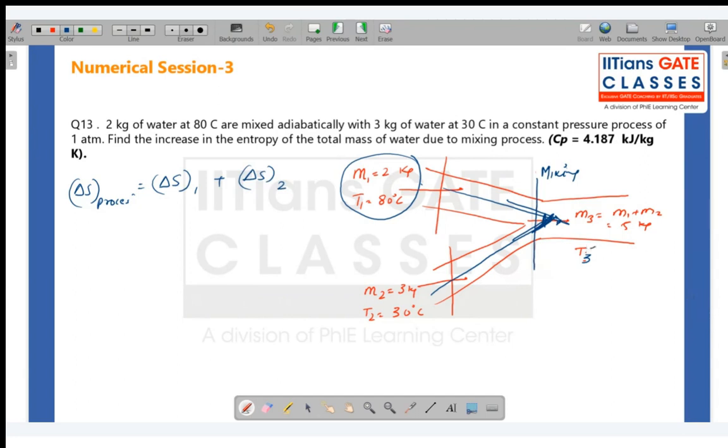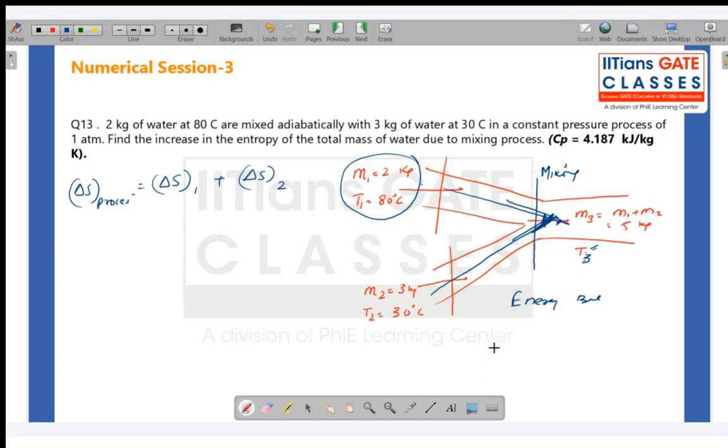Before that, I need T3. So how do I find out T3? So again, do energy balance. Energy balance. So how do you say, do energy balance?